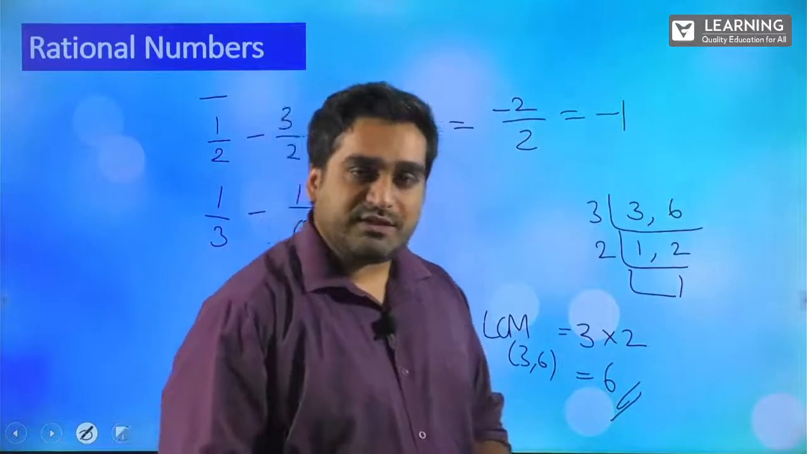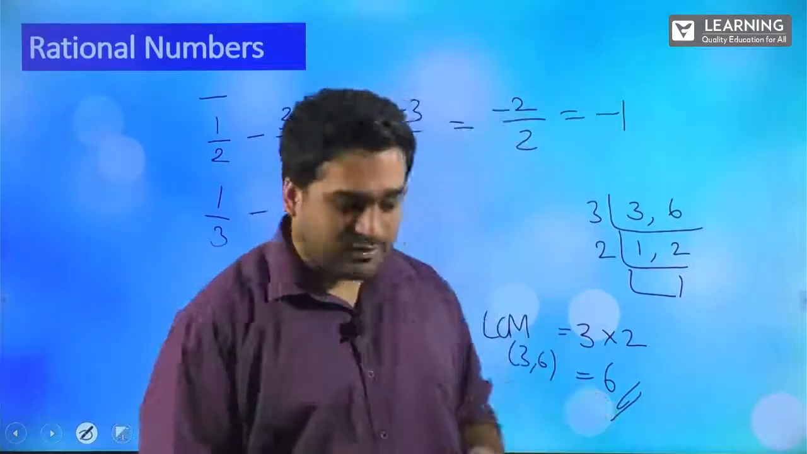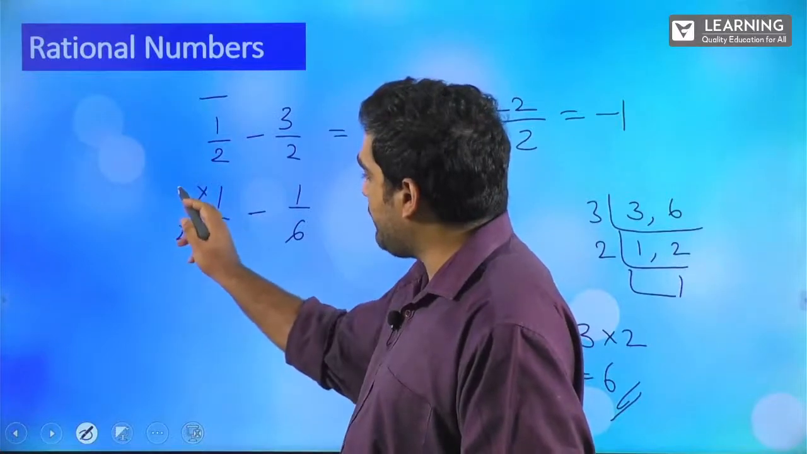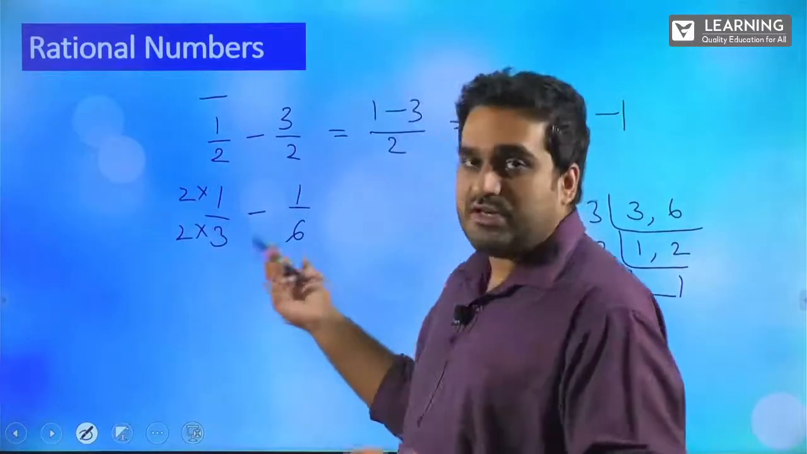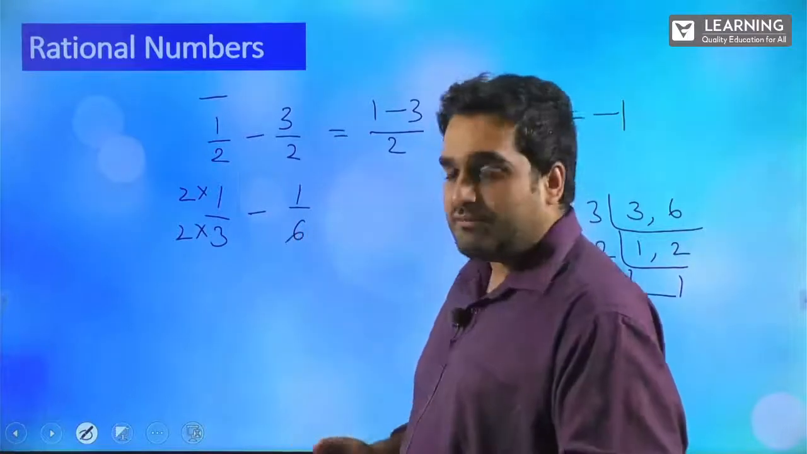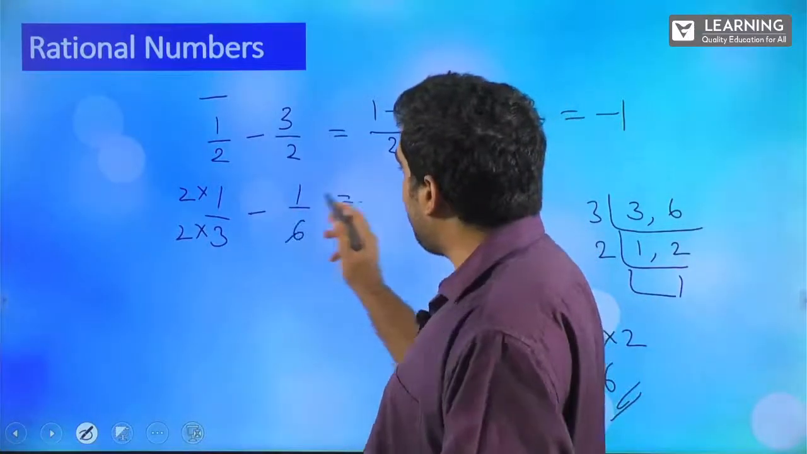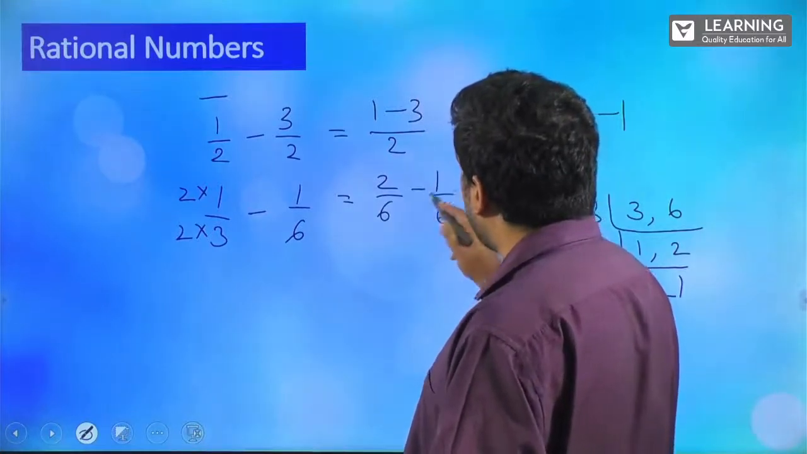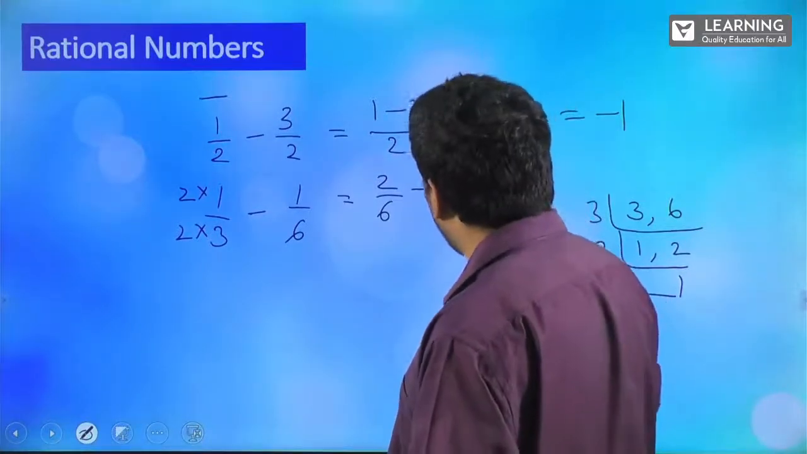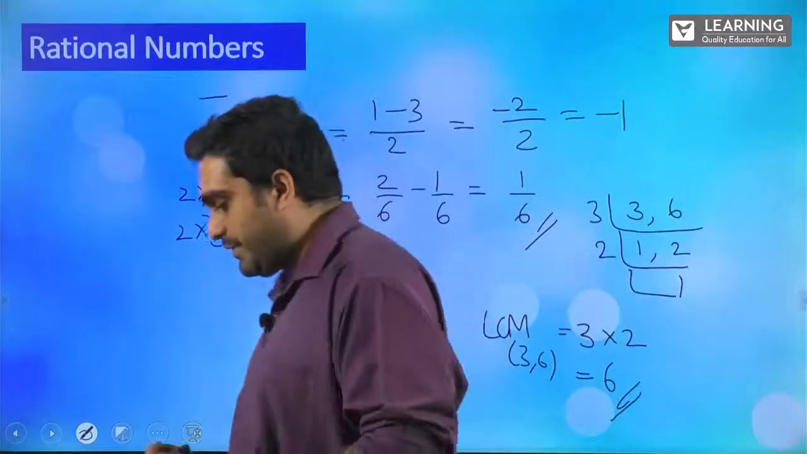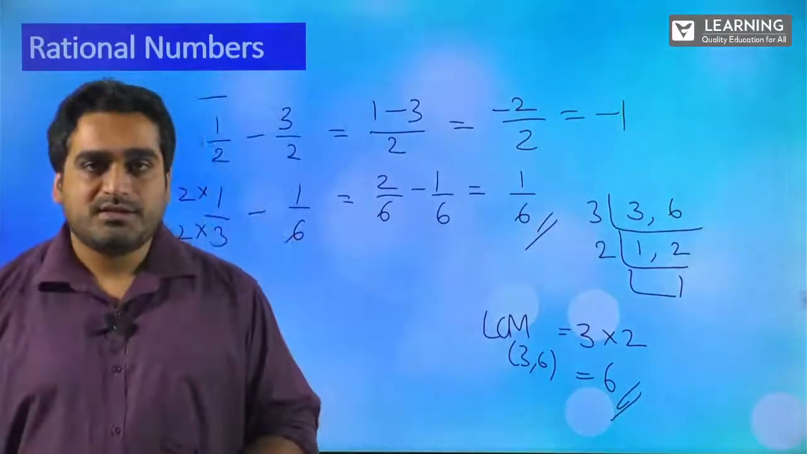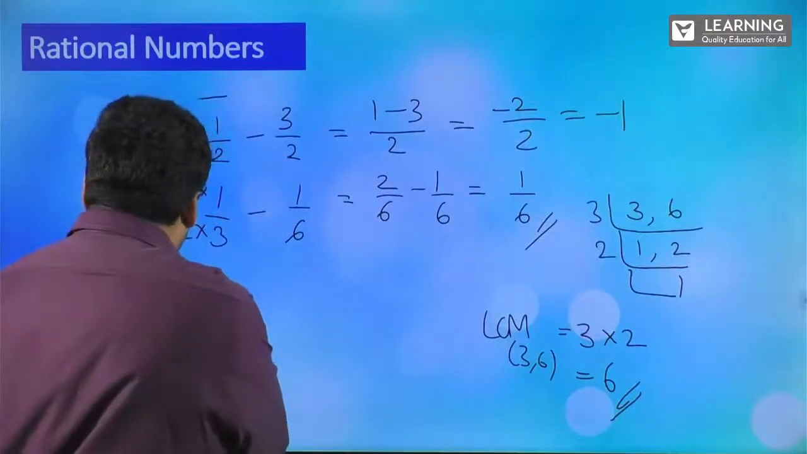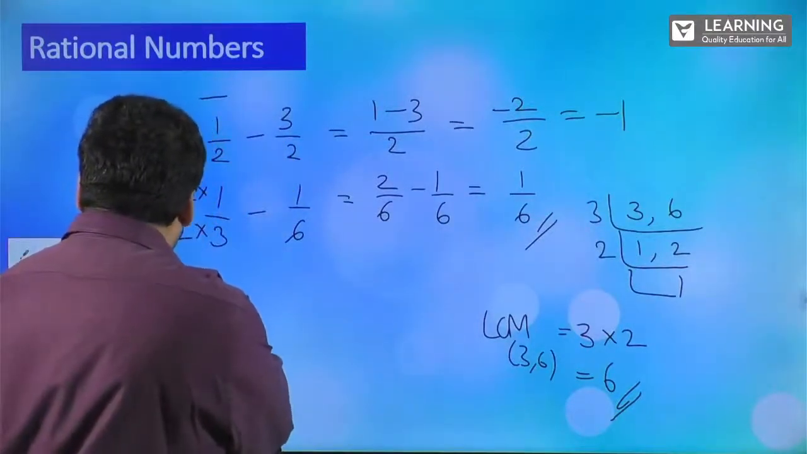So the LCM of 3 and 6 is 6, which means you multiply this by 2, multiply this by 2. This you need not multiply because it's already the number 6. So you get 2 by 6 minus 1 by 6, which equals 2 minus 1 is 1 by 6. Easy? All right. Now moving on to the next operation, which is multiplication.